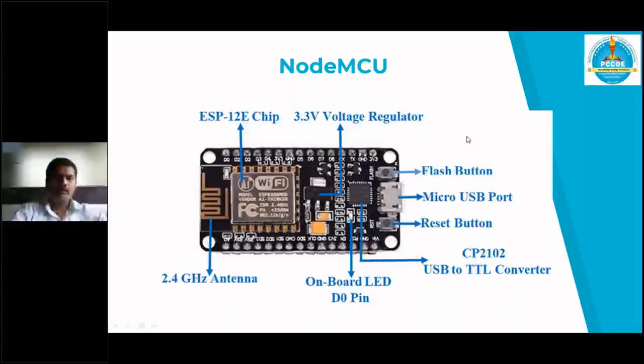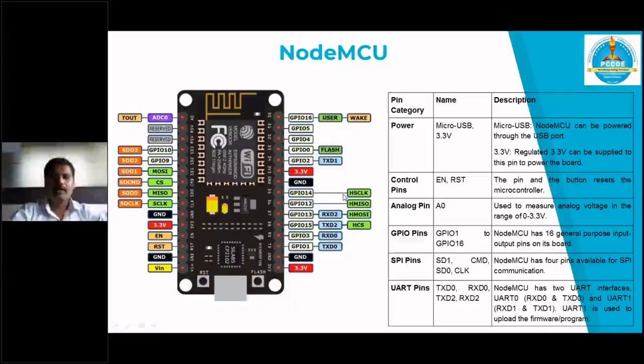Now we can have the detailed information regarding the Node MCU. The pin configuration will be shown here. Out of that, we have the power pins on board, so Vin as 5 volt, and 3.3 volt will be available on the board. We have the control pins reset and flash. We have a single analog pin A0, which is capable of connecting your analog sensor.